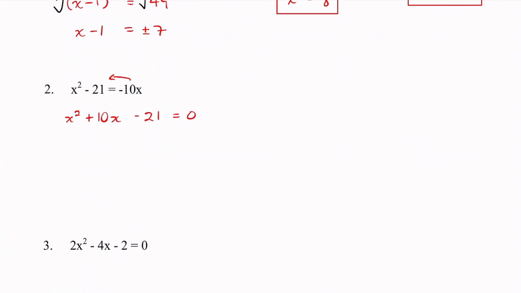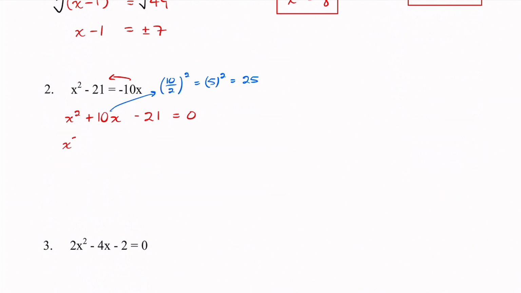If there was something in front of the x squared, we wanted to factor it out of the first two terms. But in this case, in front of the x squared there's only a 1, so I don't need to factor anything out. After that, we took the middle number, the 10, divided it by 2, and then squared it. So 10 divided by 2 is 5, and 5 squared gives me 25. So 25 is the number that I'm going to add and subtract in order to complete the square.